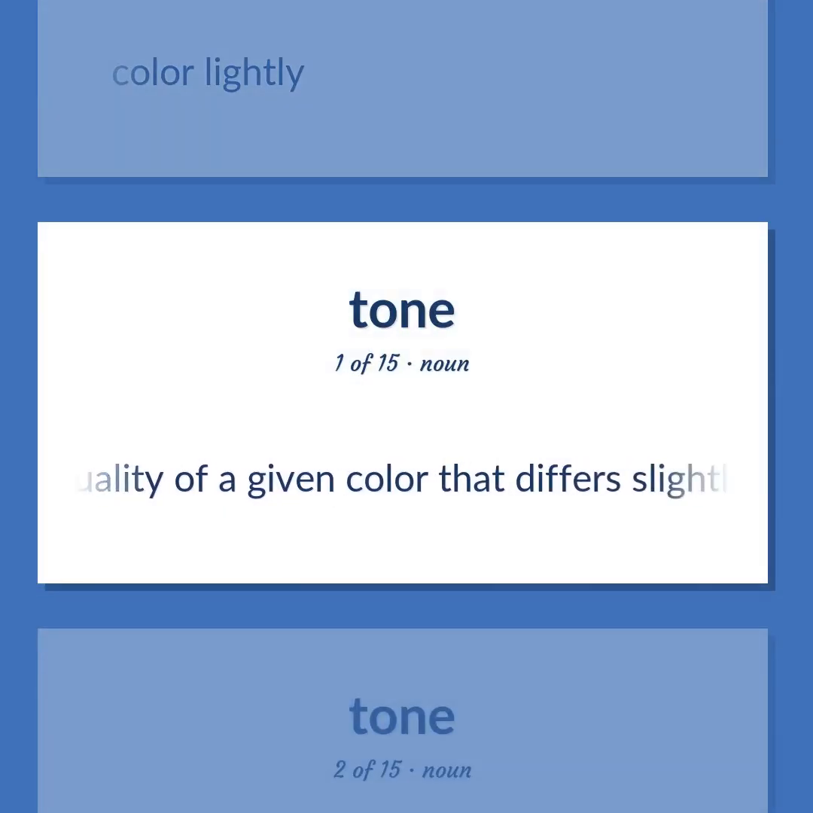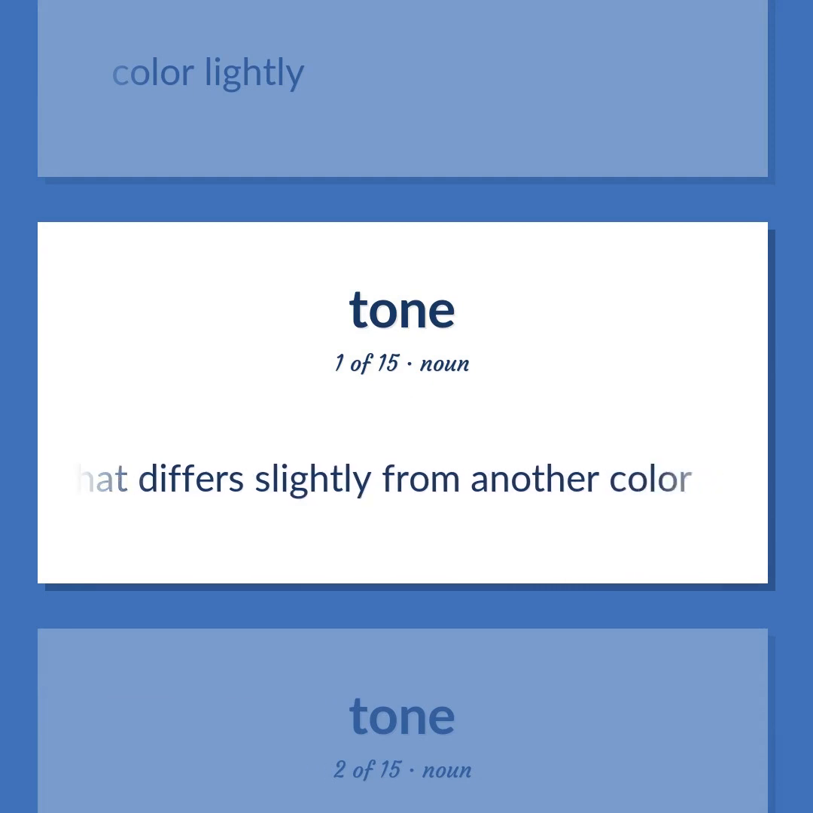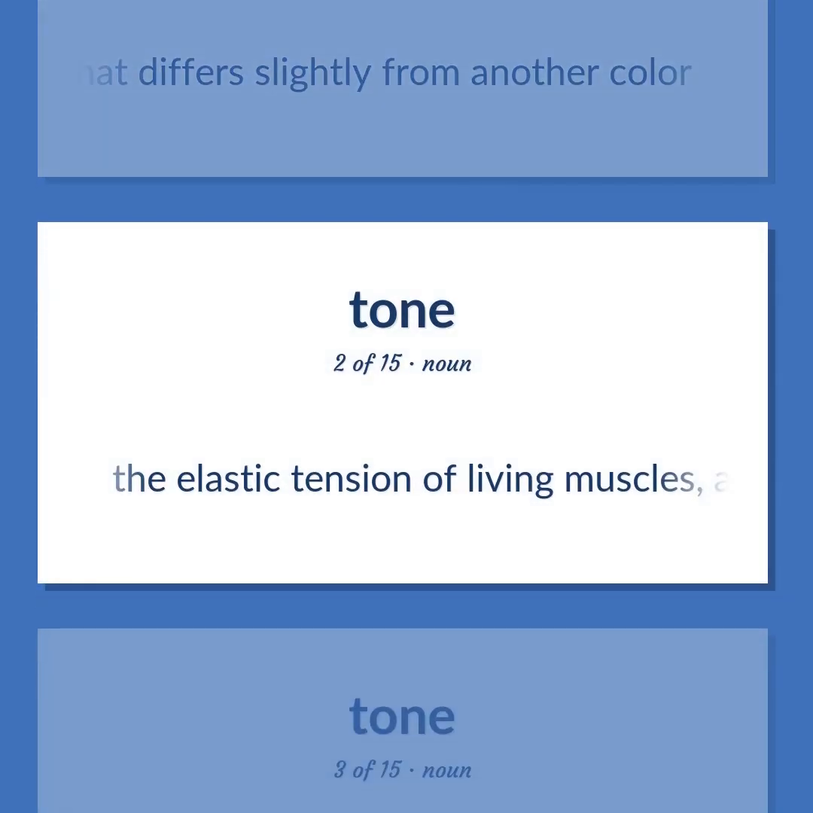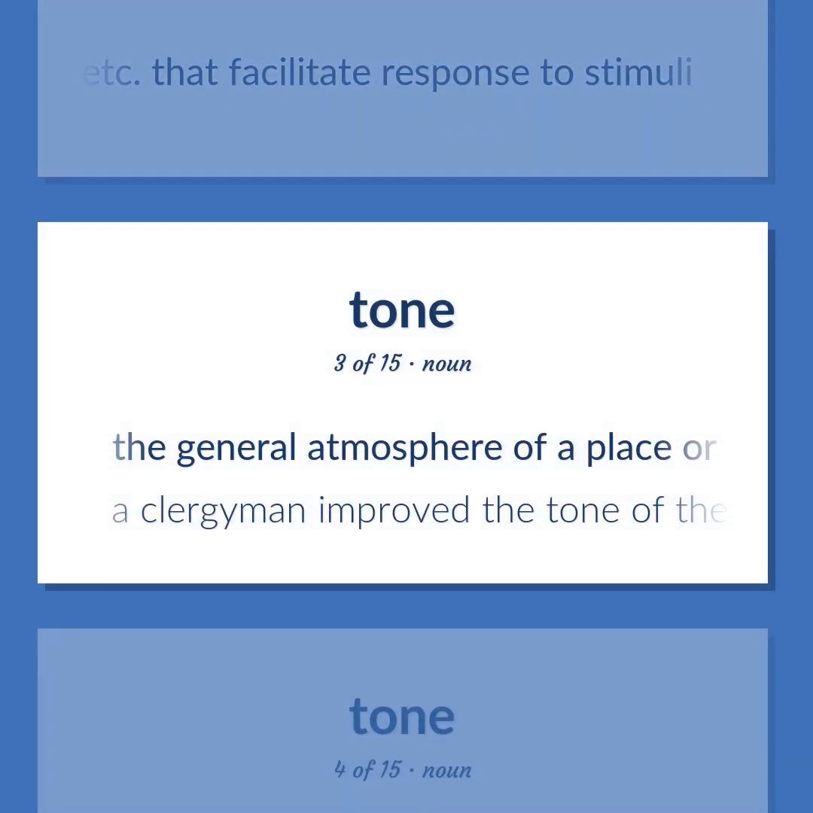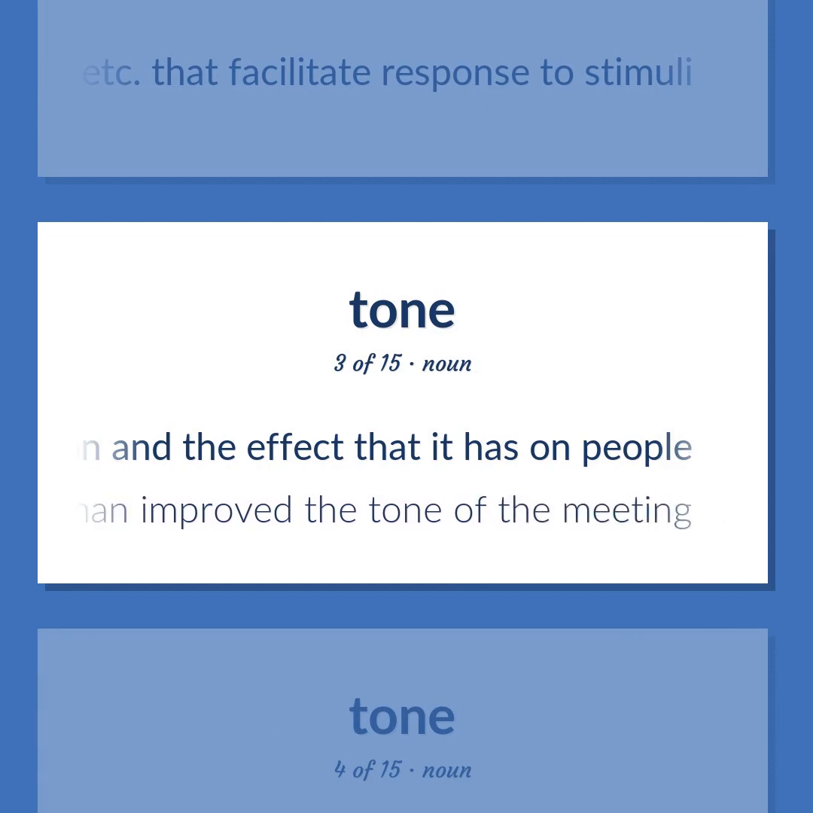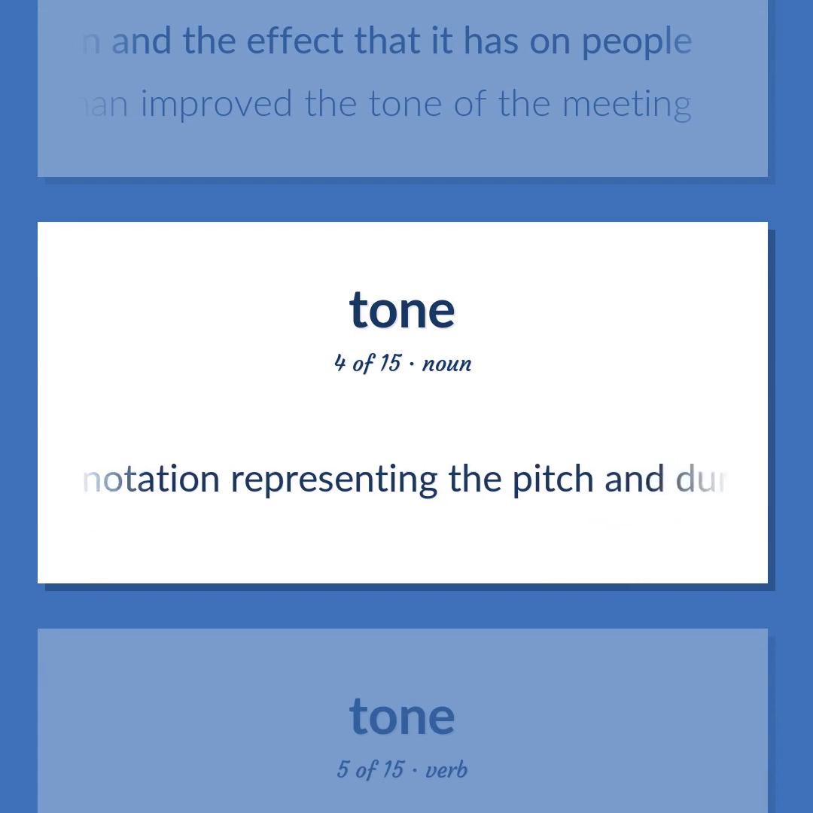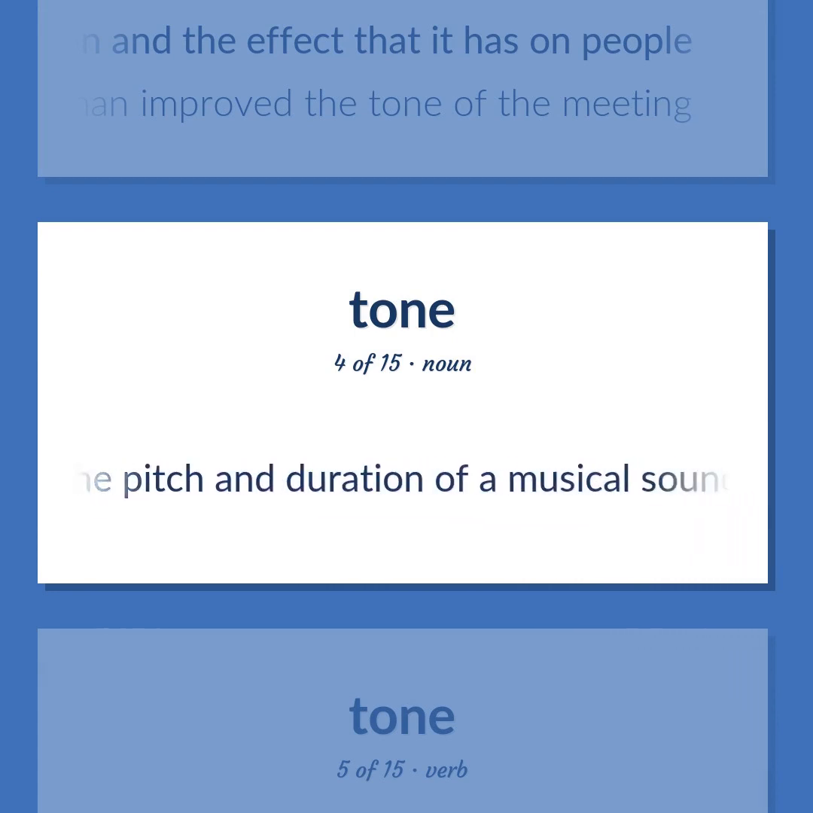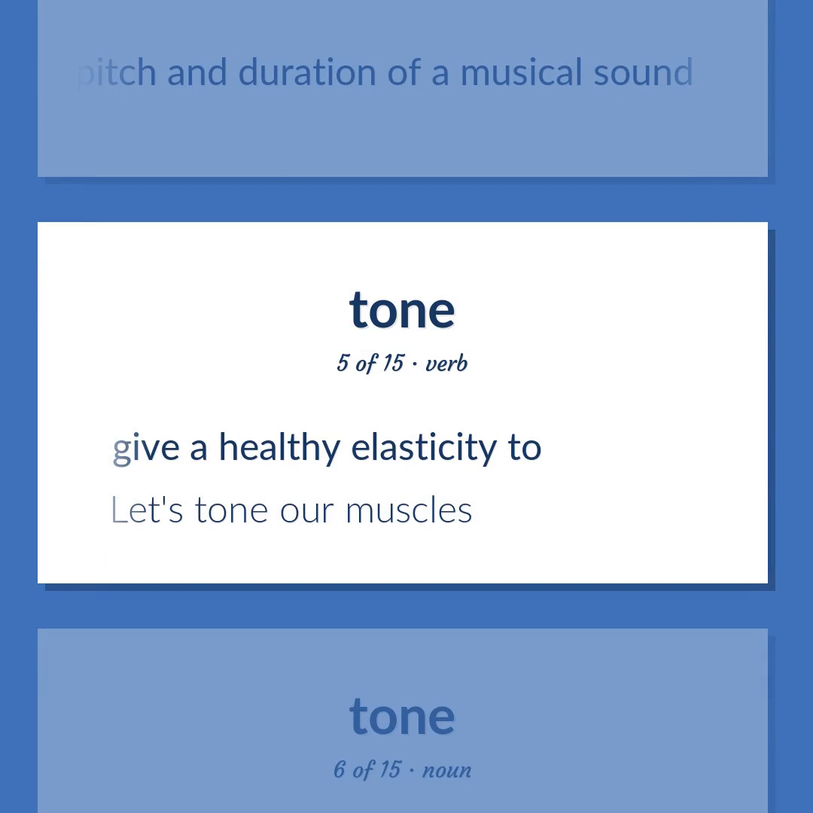A quality of a given color that differs slightly from another color. The elastic tension of living muscles, arteries, etc. that facilitate response to stimuli. The general atmosphere of a place or situation and the effect that it has on people. A clergyman improved the tone of the meeting. A notation representing the pitch and duration of a musical sound. Give a healthy elasticity to. Let's tone our muscles.